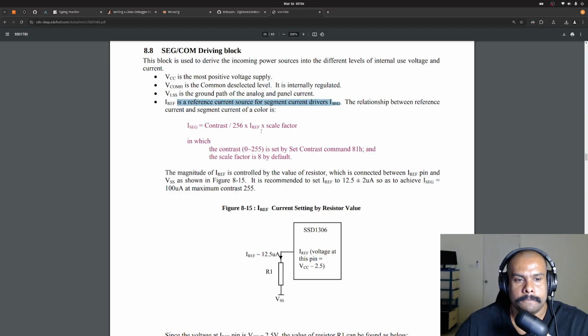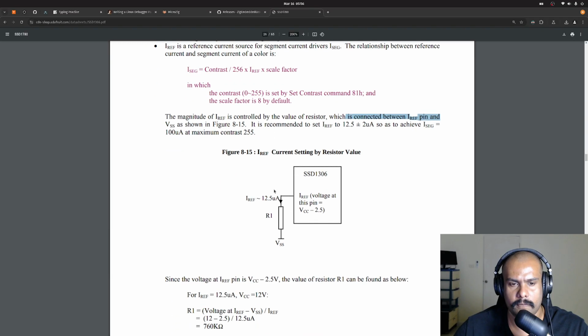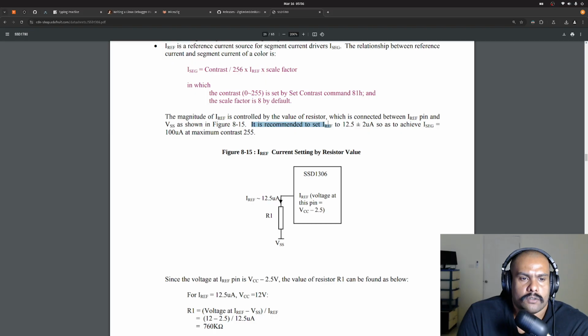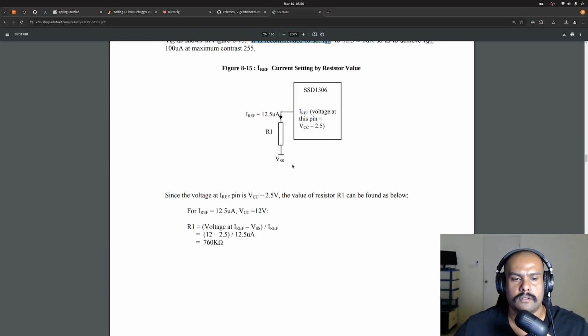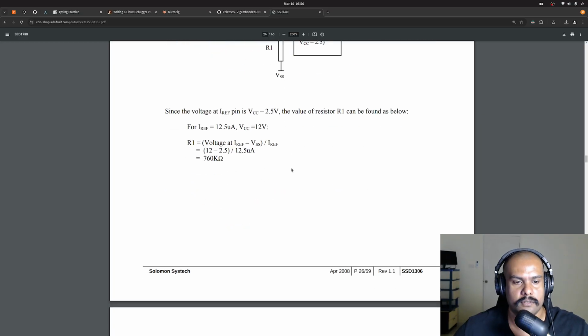Okay. The magnitude of IRF is controlled by the value of resistor, which is connected between IRF pin and VSS, as shown in figure 815. It is recommended to set IRF to 12.5 plus minus 2 microamp so as to achieve ISEG equals to 100 at maximum contrast 255. That doesn't look very important.